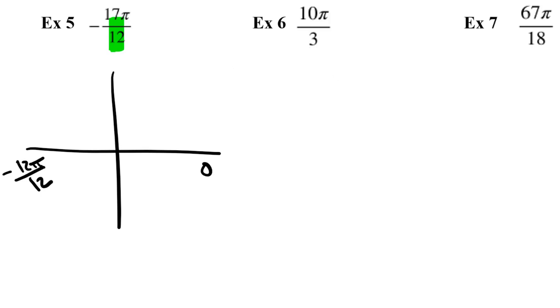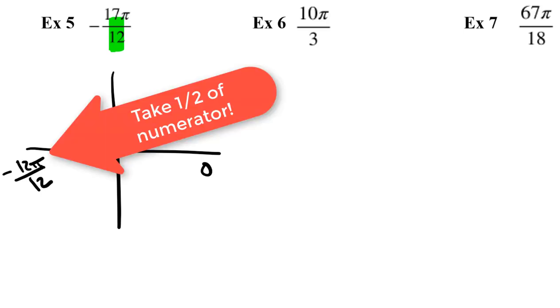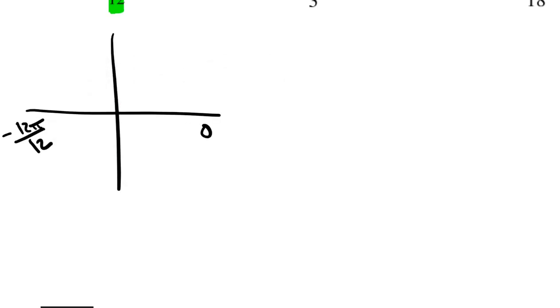Now, what we've got to be able to do is look at that negative 12 pi over 12, and look at the numerator, which is 12. Negative 12. What's half of that? Well, that would be negative 6. So down at the bottom, we're going to put a negative 6 pi over 12. And as we go from that quadrantal angle, and a quadrantal angle is just one that's on the x or the y-axis, not somewhere like over here in quadrant 2, or quadrant 4, or quadrant 1, or quadrant 3.